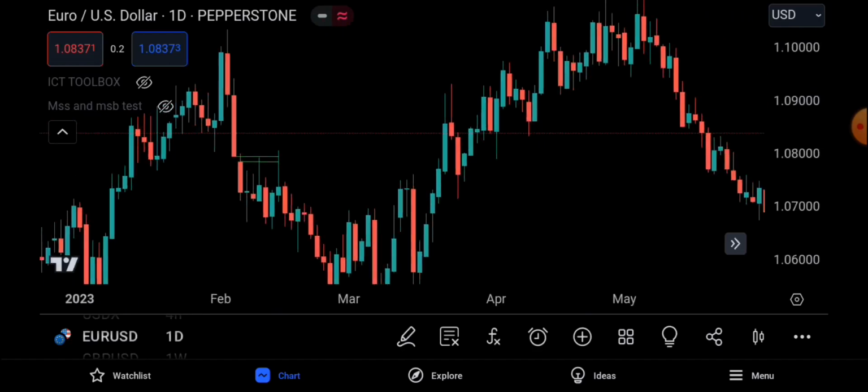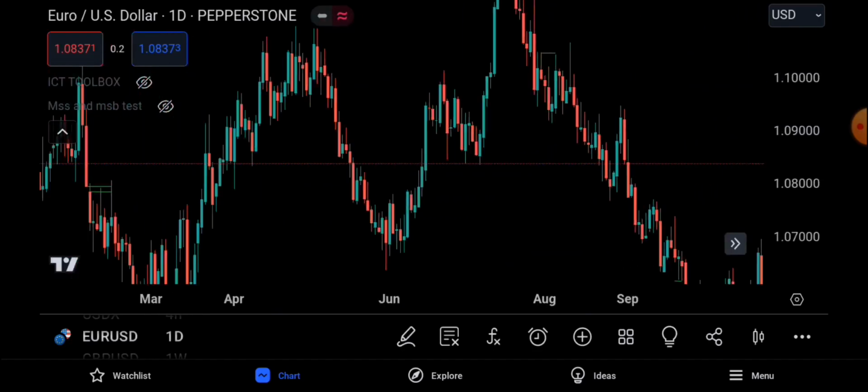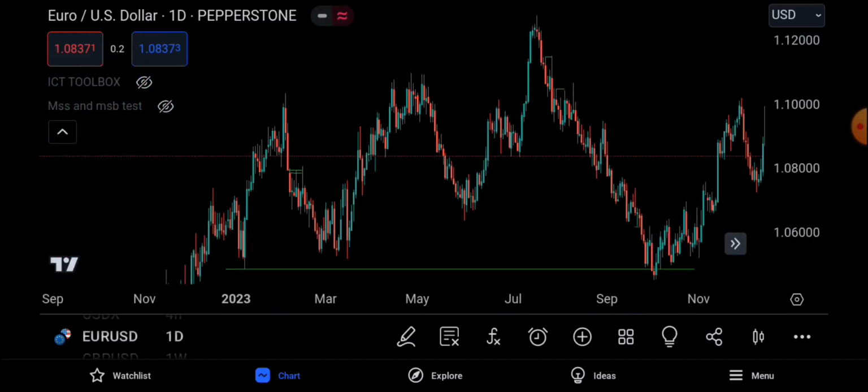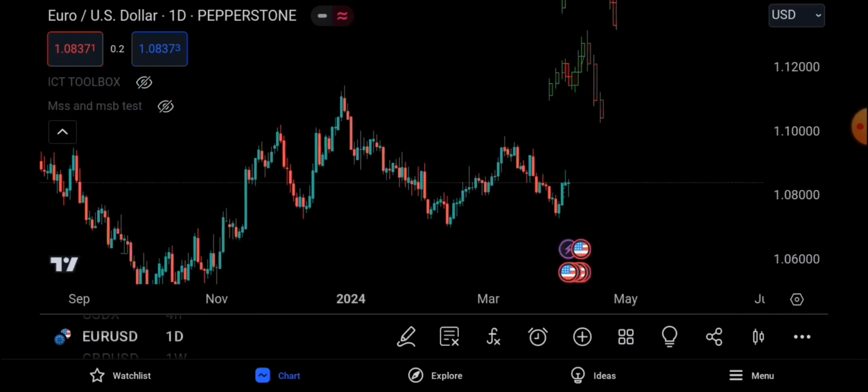Okay, so I think that's all the information I had on fair value gaps. They are fairly simple. If you didn't understand it, remember to leave a comment down below and maybe I can try and explain it further or detail it a little bit more.